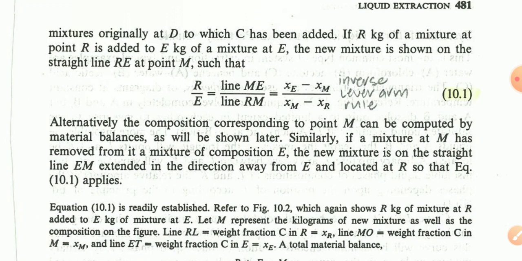And alternatively the composition corresponding to the point M can be computed by material balance, as will be shown later. Similarly, if a mixture at M has been removed from a mixture of composition E, the new mixture is on the straight line EM extended in the direction away from E and located at R, so that the equation applies.